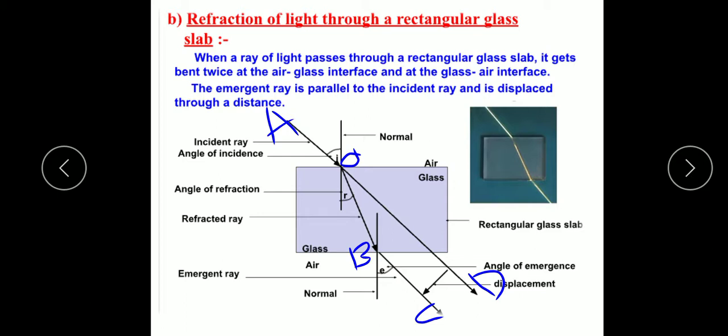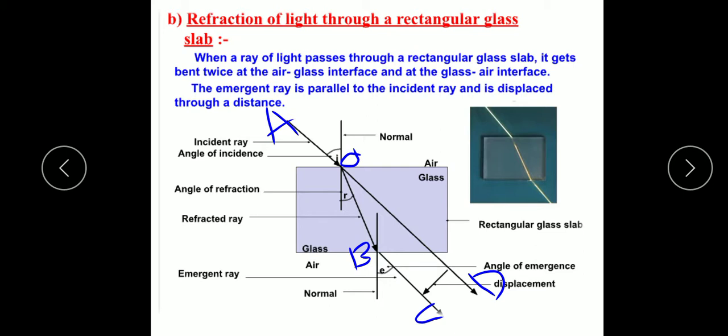So in this case, in case of a parallel sided glass slab, the refraction takes place twice. First, when the ray enters the glass slab from air, and second, at the glass and air interface. So what happens when a ray of light passes through a rectangular glass slab, it gets bent twice, at the air glass interface and the glass air interface.